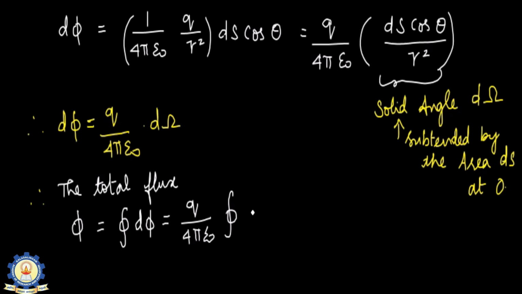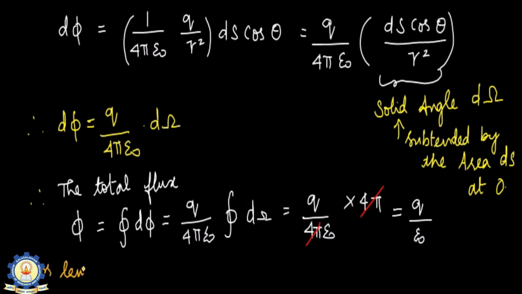So if this solid angle is calculated for the entire surface, then it constitutes 4 pi. The total solid angle subtended by S at O is 4 pi. So 4 pi gets cancelled, and we get the result as Q by epsilon naught. That is, electric flux is equal to 1 by epsilon naught times the charge. So this is the proof for case 1, for a charge inside the closed surface.